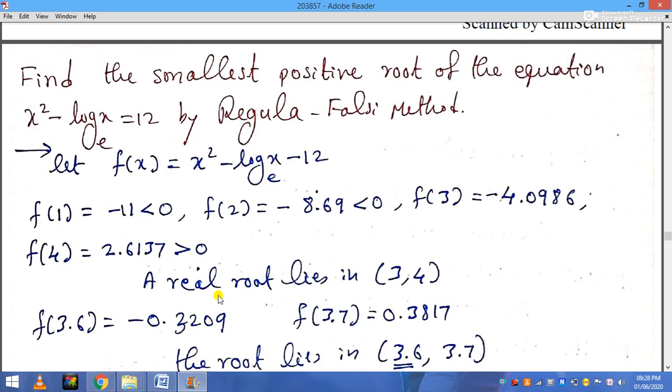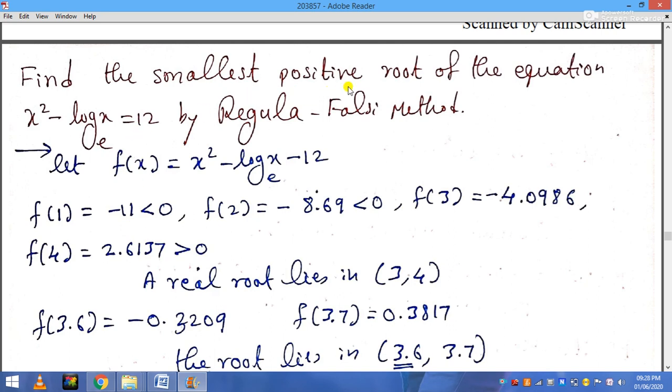By taking those values, put them in the regula falsi method and you get an answer. That answer is used again in the regula falsi method, so it is called an iteration process. If two successive iterations are nearly the same, then the process stops. That is the root of the equation. So let us solve an example.